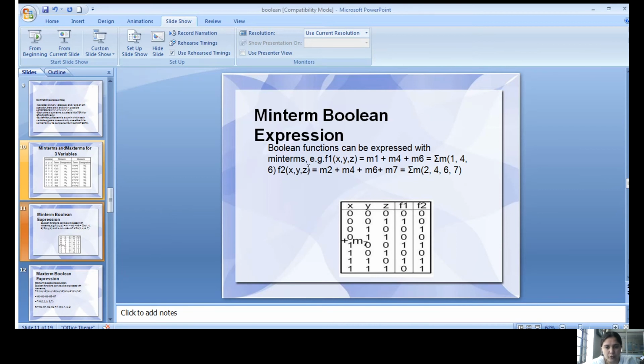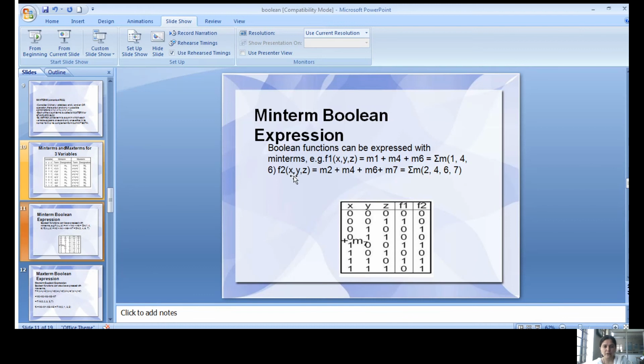So 1, 4, 6 for F1. At 1, that is 0, 0, 1. 4 means it is 1, 0, 0. 6 means it is 1, 1, 0. So you all should remember that when we tell decimal number 1, you should be able to tell that it is 0, 0, 1. So at 0, 0, 1 it is 1, at 1, 0, 0 it is 1, at 1, 1, 0 it is 1. So when they give an expression like f1 of x, y, z equals summation 1, 4, 6, that means the output is 1 at 1, at 4 and at 6. It is for min term.